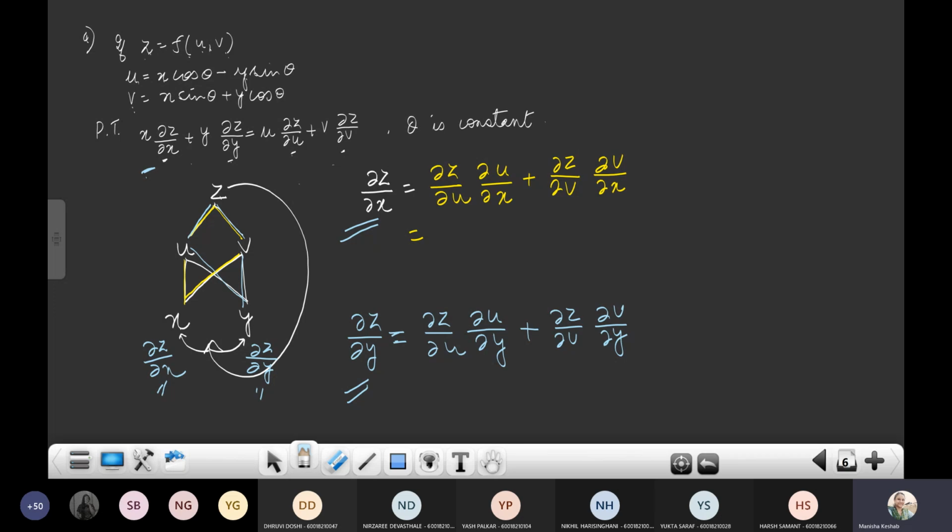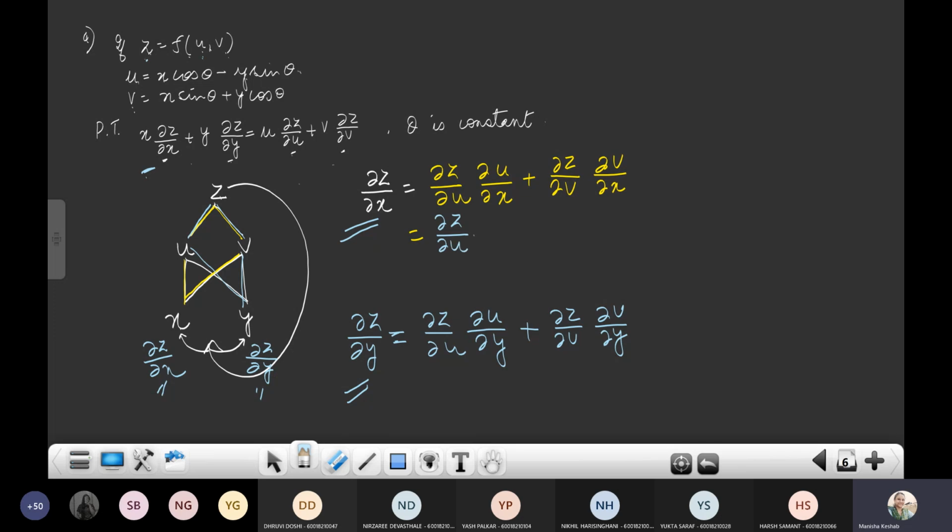So now let us evaluate. So ∂z/∂u. Now can we find ∂z/∂u? No, because z is a general function of u and v. So हमें पता नहीं है क्या है differentiation में. So we will write this as ∂z/∂u, but ∂u/∂x.